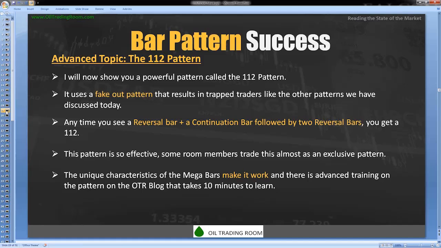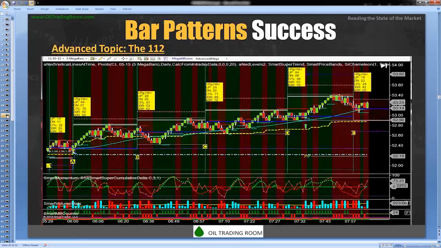This pattern is so effective, some room members trade it almost exclusively. The unique characteristics of the megabars make it work, and there's an advanced training on the Oil Trading Room blog. It only takes a few minutes to learn this pattern, but to identify it in real time takes a little bit of time. So let's see what this looks like.